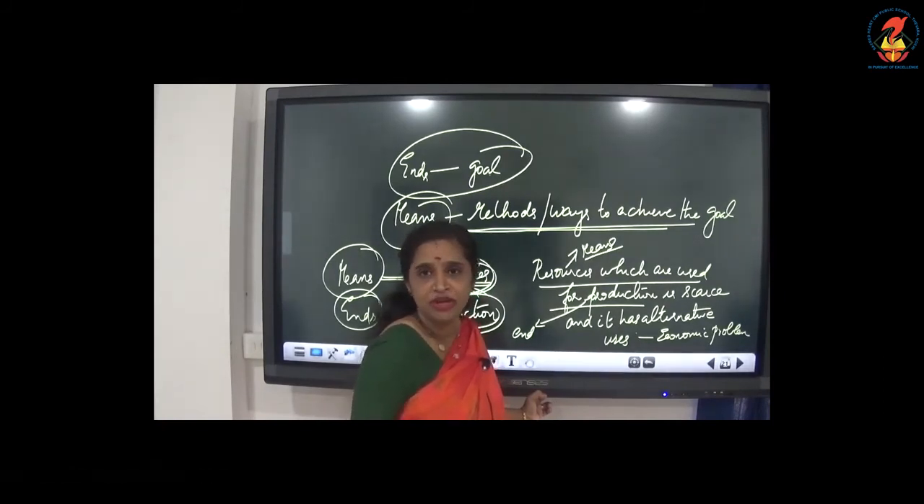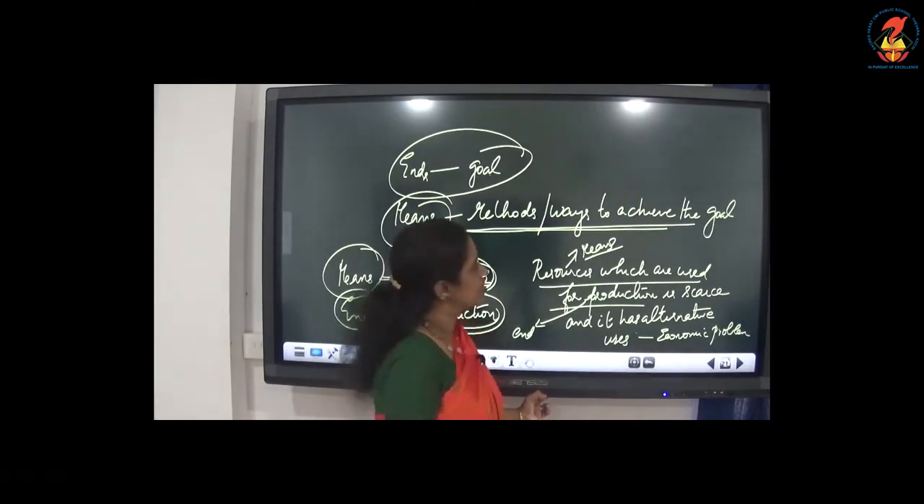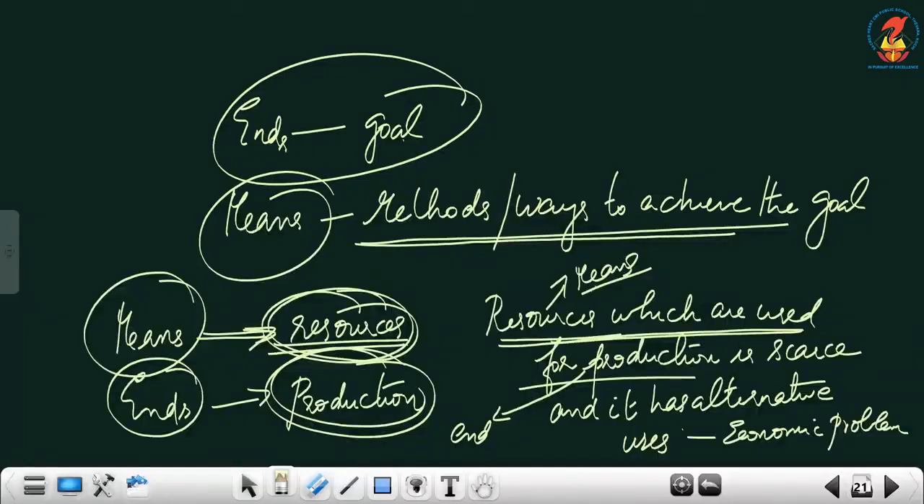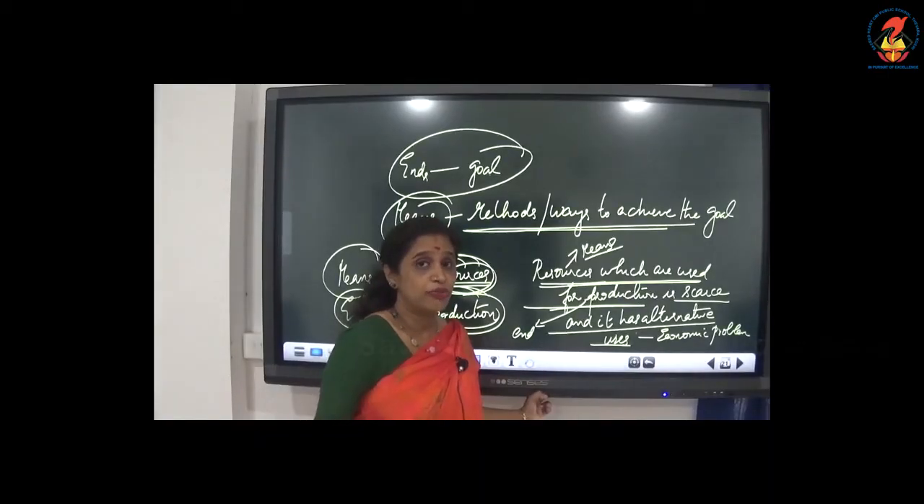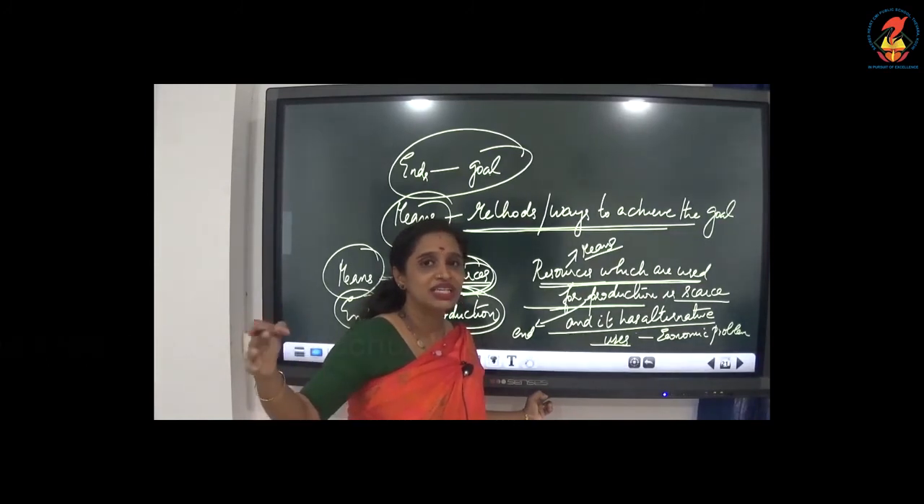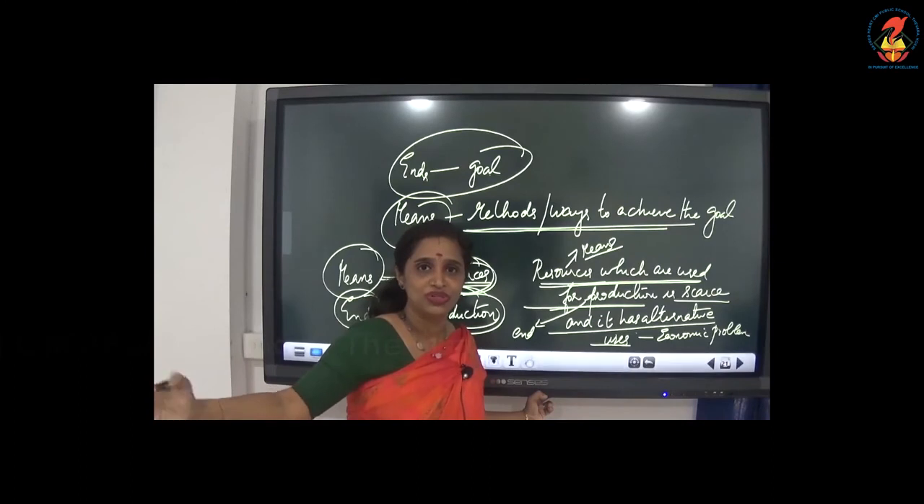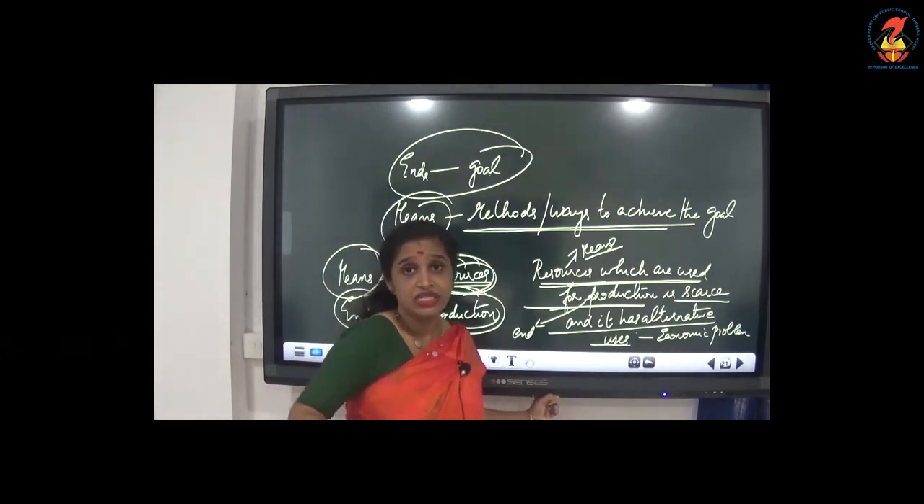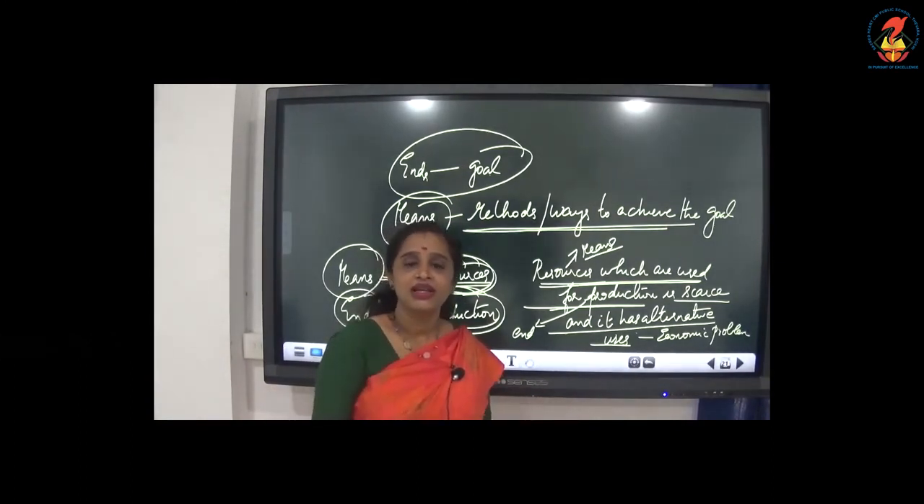That is the definition given by Lionel Robbins. So resources, the means which are used to achieve the goal of production, are scarce. At the same time, they have alternative uses. Think about the land which is used for producing food grains. Land is not only used for producing food grains, but also for the construction of buildings, houses, factories, industries, and so on. This is the base. This is the definition given by Lionel Robbins.